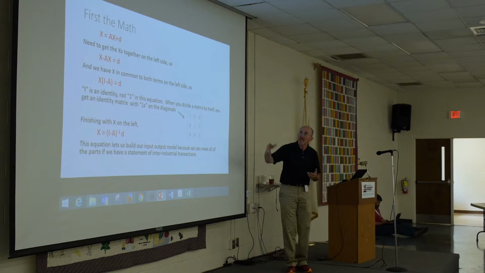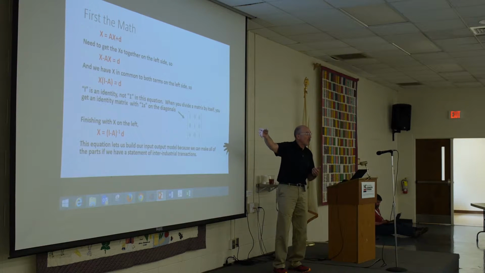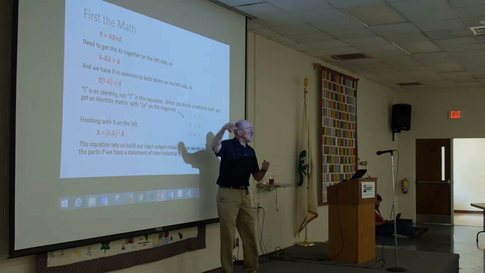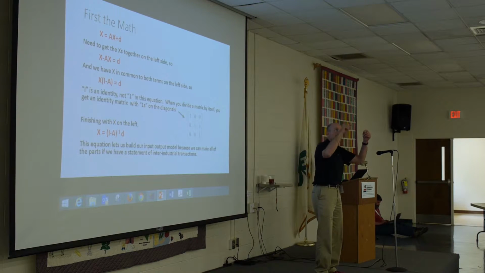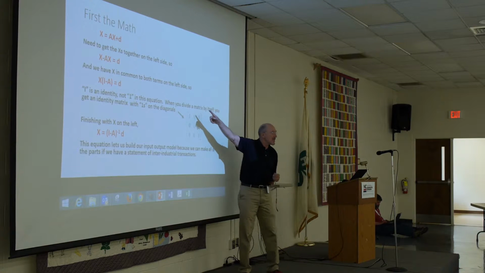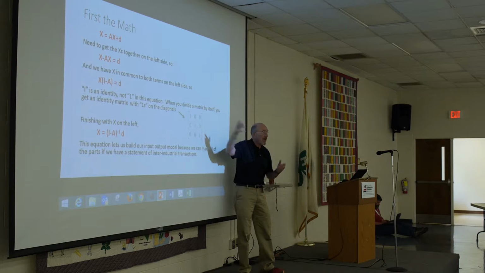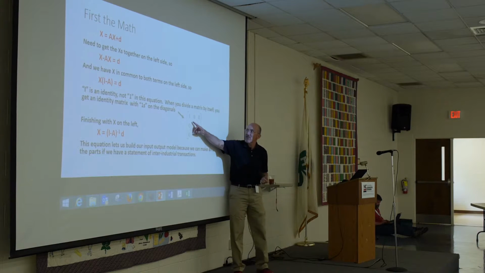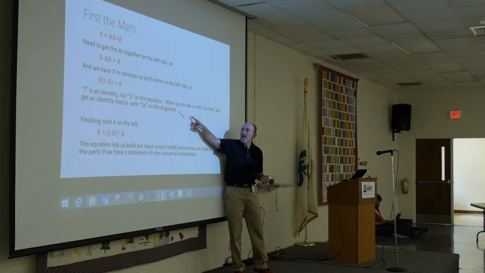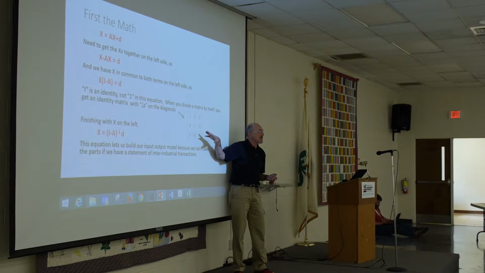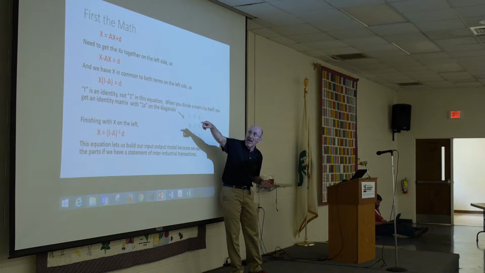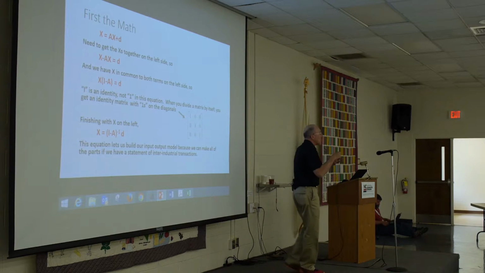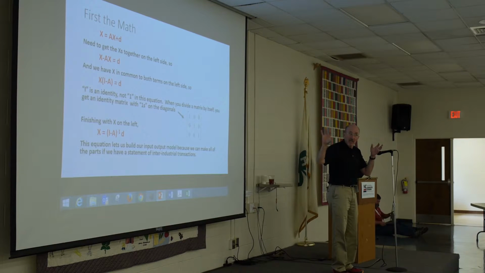I got to get the x's over on the same side, so I've got x equals, I would have taken the x out, and if you remember your algebra, you would have had 1 minus a, but in matrix algebra, when you divide a matrix by a matrix, you get something called an identity matrix. In matrix algebra, an identity matrix has ones on the diagonals and zeros everywhere else. So what I ended up with in matrix math is simply x times I minus a equals d.